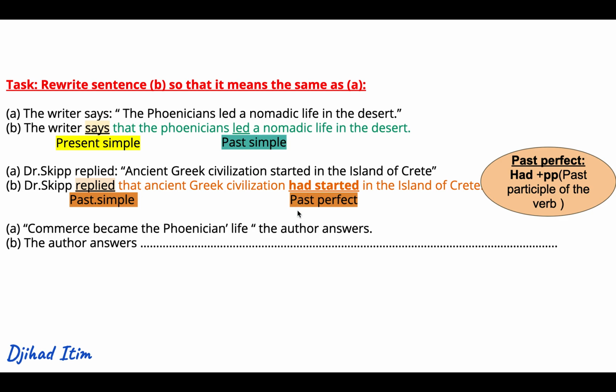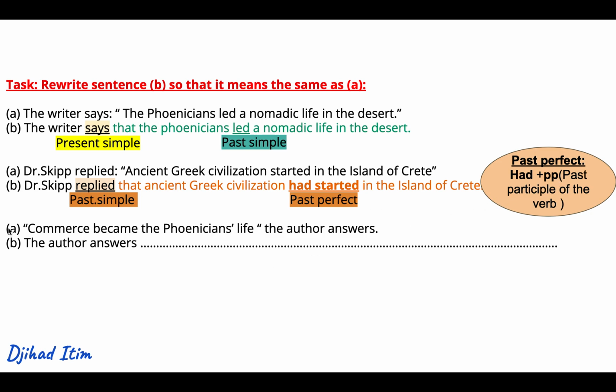The rule of past perfect is had plus past participle of the verb. So the past participle of the verb start is started. So we say in the past perfect, had started. Since the verb here, of course, is in the past simple, the verb here is in the past perfect, and the past perfect is had plus past participle of the verb.